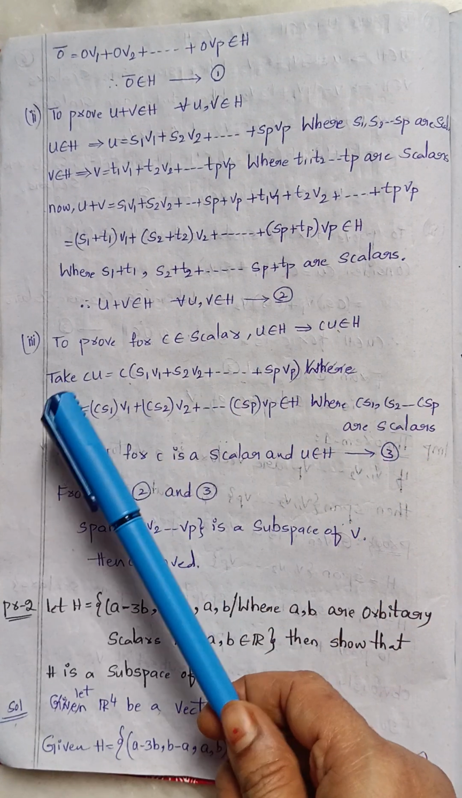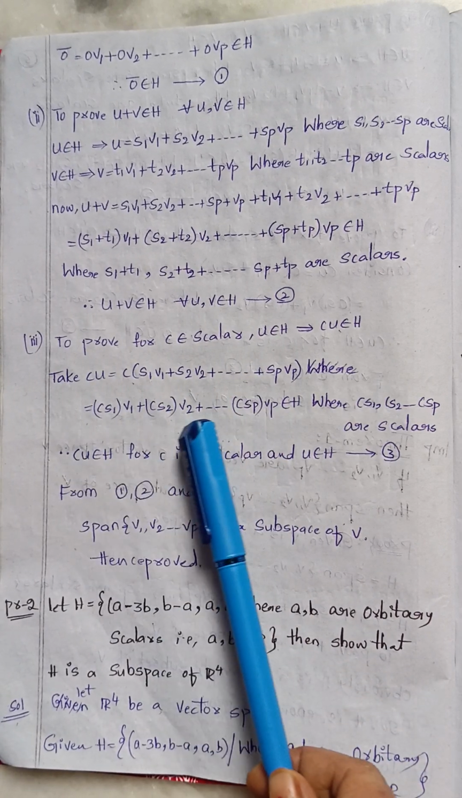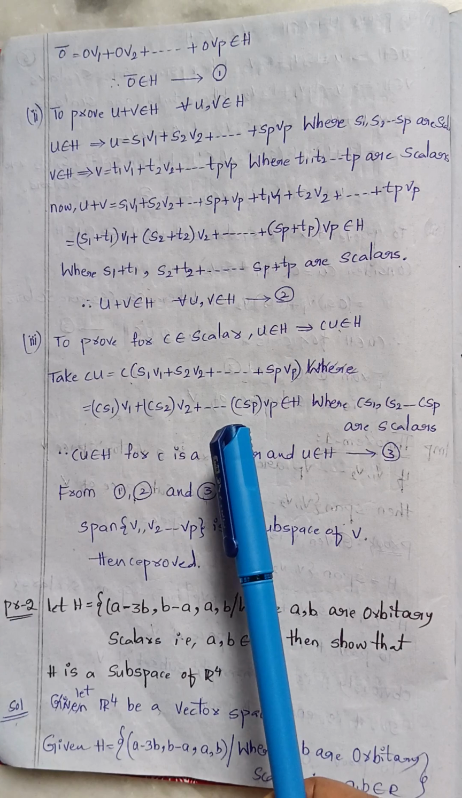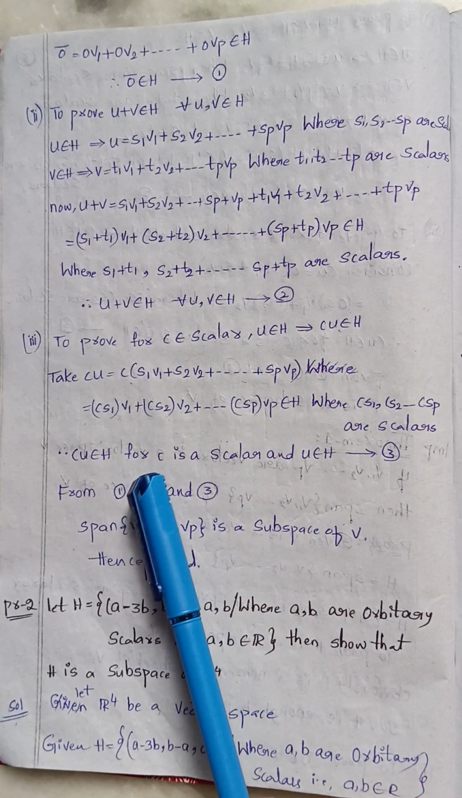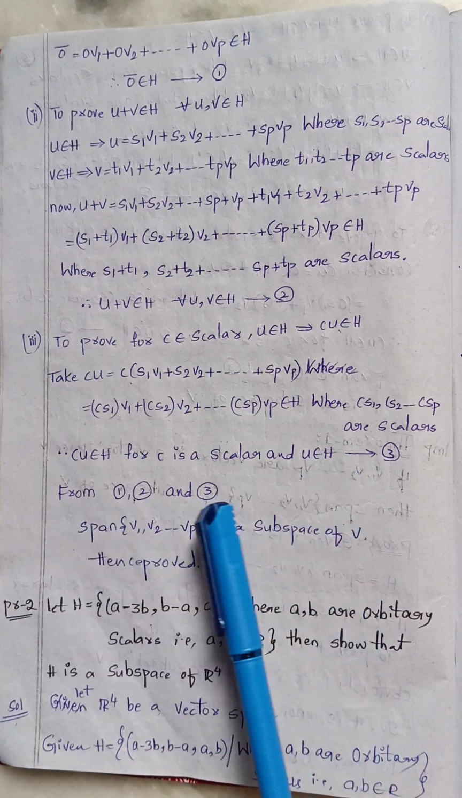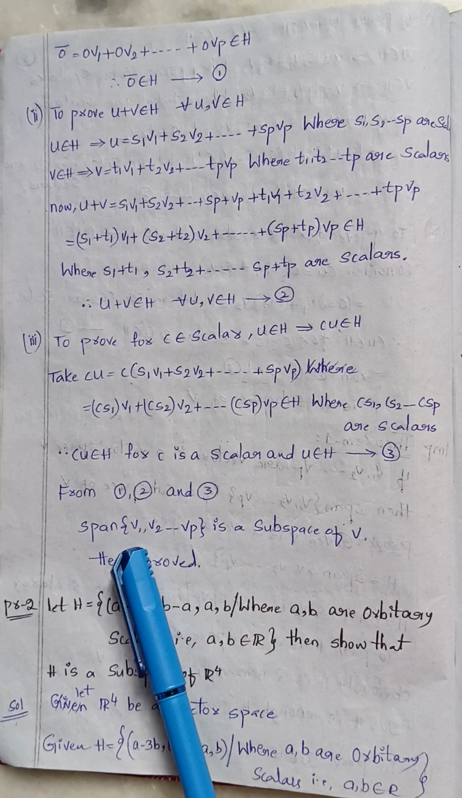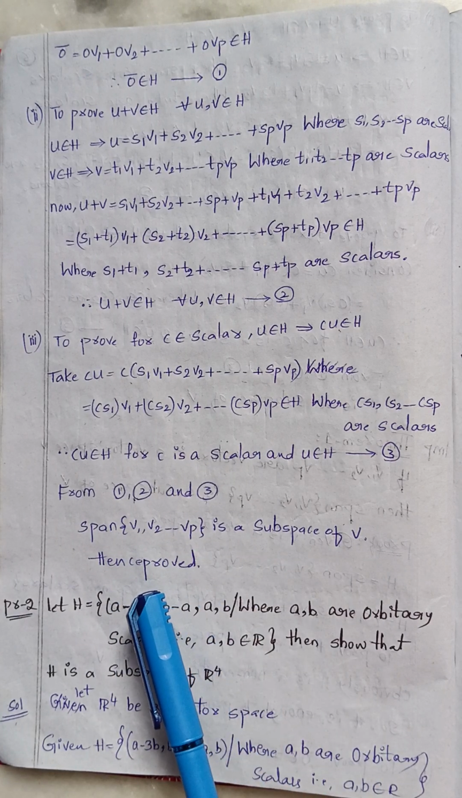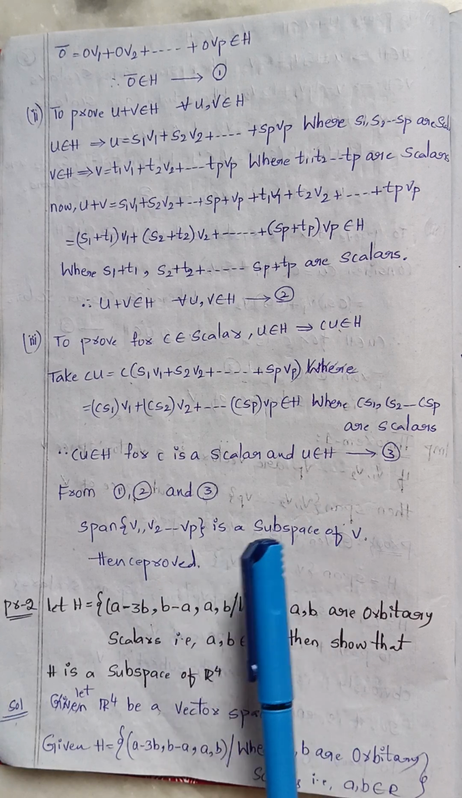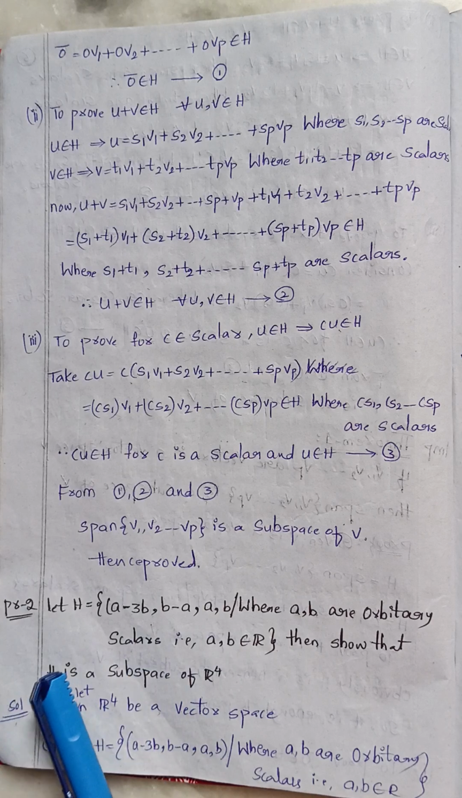Similarly scalar multiplication: c into the vector, then multiply, and you also get a linear combination of vectors v1 to vp. So it obviously belongs to H. So scalar multiplication has been proved. From all these three conditions, we can say H is nothing but the span of v1, v2 and so on up to vp, which is also a subspace of V.